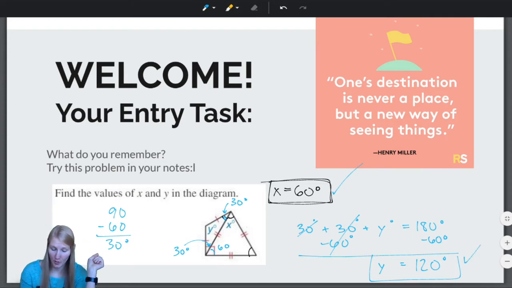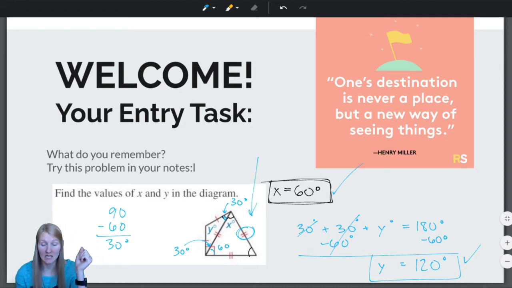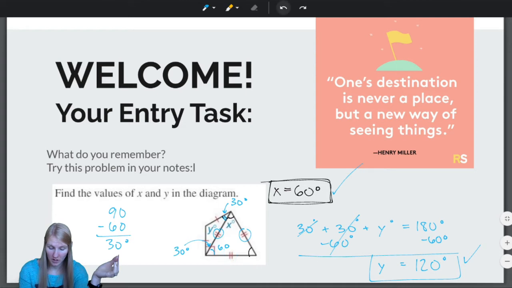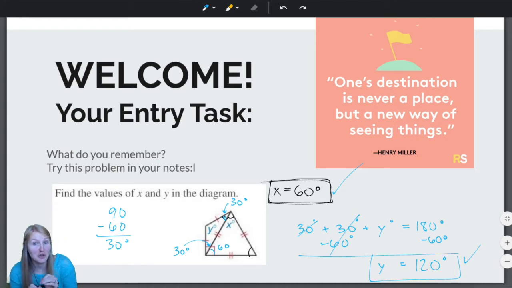And another thing I'll point out, we used everything that they told us, all the information that we were given in this diagram. We used the fact that this was an equilateral triangle. We used the fact that this was an isosceles triangle. And we used the fact that there was a 90-degree angle in the bottom left corner. So, when in doubt, if they give you information, you're probably going to need to use it.